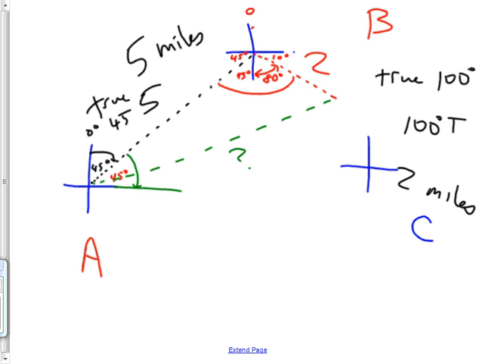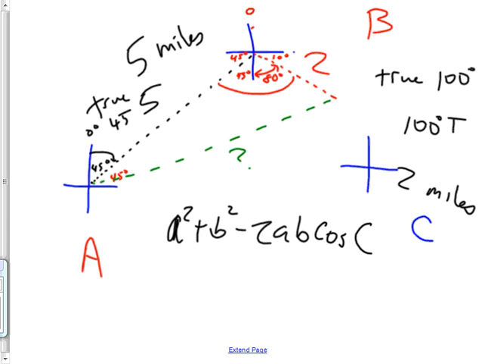What do you think, sir? All right, let's use law of cosines because you don't have to have that whole angle and the side across from it thing. All right, so law of cosines: A squared plus B squared minus 2AB cosine C equals C squared.